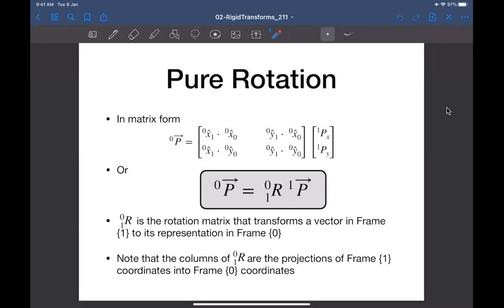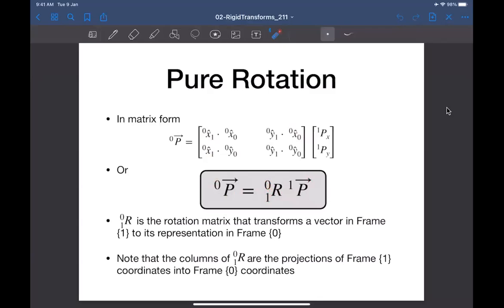So we came up with this matrix here that we denoted by R1 to 0, that takes a vector in frame one and transforms its representation to frame 0. This is the objective of the rotation matrix: it transforms the vector from its representation in frame one and gets it back to frame 0.